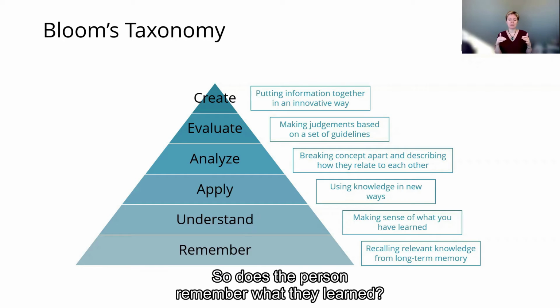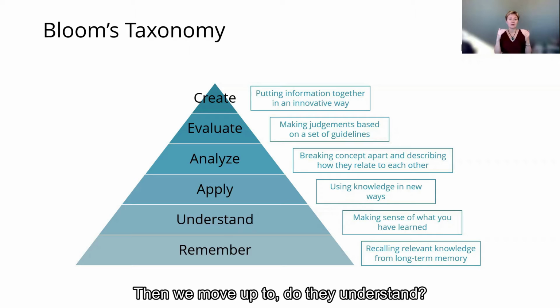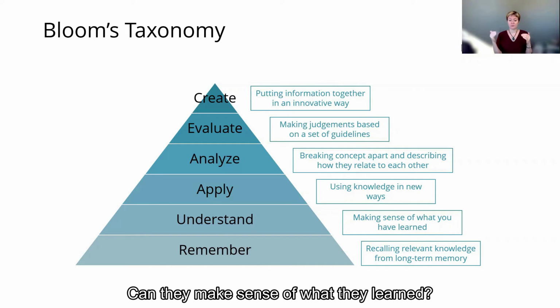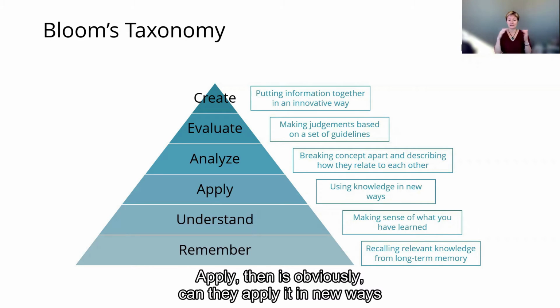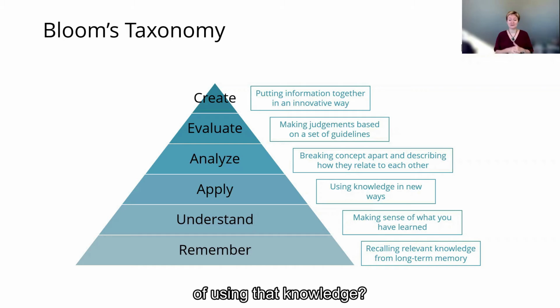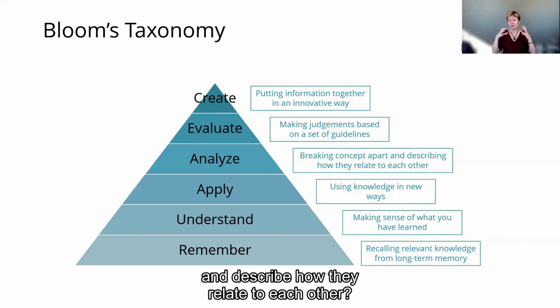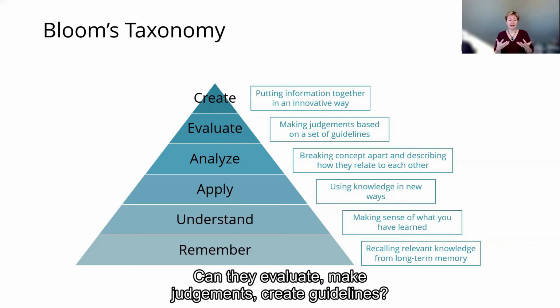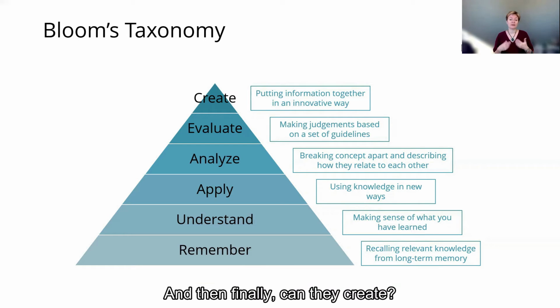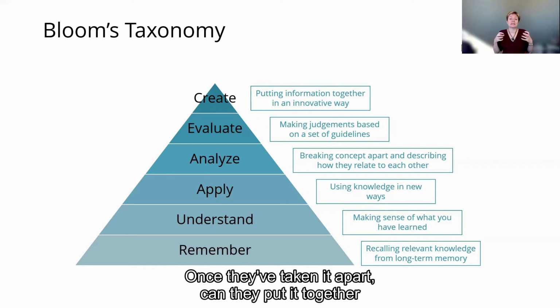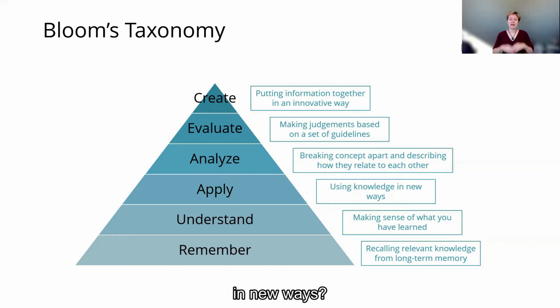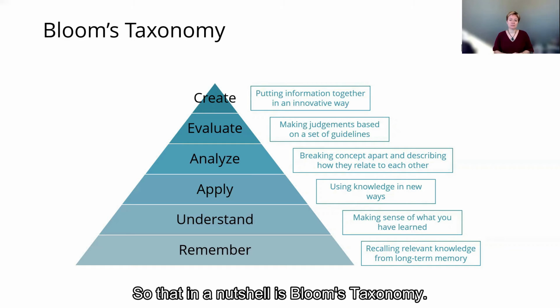So does the person remember what they learned? Then we move up to, do they understand? Can they make sense of what they learned? Apply then is obviously, can they apply it, new ways of using that knowledge? Can they analyze? Can they break what they've learned into different parts and describe how they relate to each other? Can they evaluate, make judgments, create guidelines? And then finally, can they create? Once they've taken it apart, can they put it together in new ways? So that in a nutshell is Bloom's taxonomy.